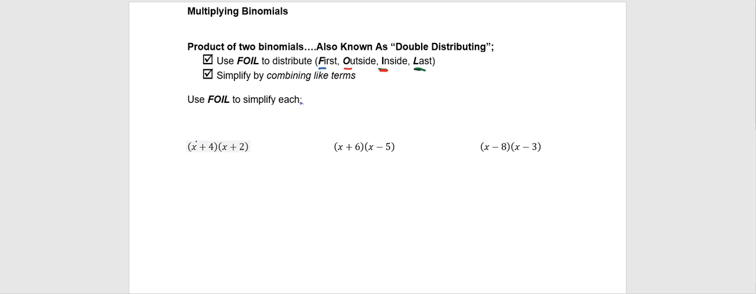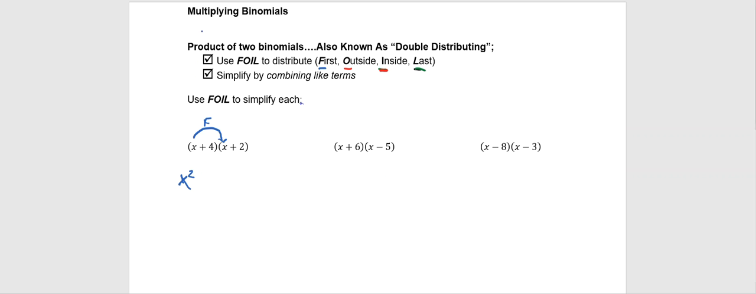So what I'm going to first start with is taking this x, because although it's in its own parentheses, it's outside this parenthesis here. So I can take this x and distribute it to that x there. That's my F, my first term, in FOIL. Now we should know that x times x is x squared.